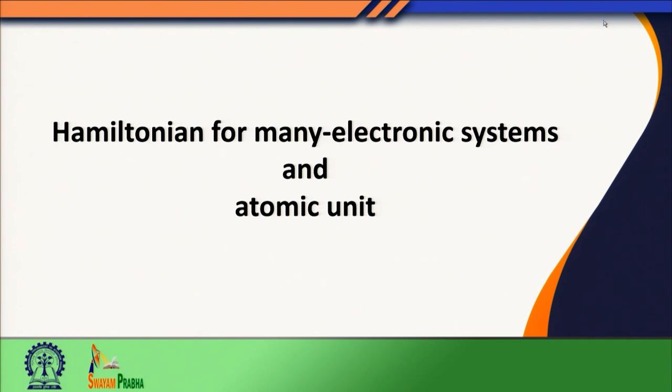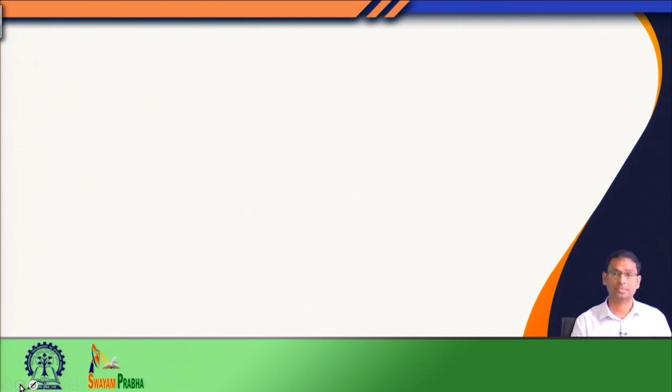And while writing down this Hamiltonian, we'll also see that there exists another unit like SI unit, which is called atomic unit, and how and why we need this atomic unit in quantum mechanics. That is the topic of today's discussion.